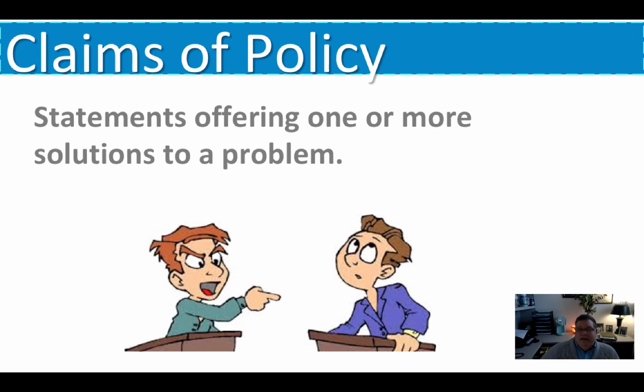So let me give you an example of a claim of policy. To reduce the number of incidents of drunk driving, all cars should be equipped with a breathalyzer. Right? So you're talking about driving under the influence, and we're looking for ways of possibly reducing the number of incidents. And the solution here would be to have a breathalyzer. So what I would be doing in the paper is arguing and presenting evidence why the breathalyzer would be the ideal solution to the problem.